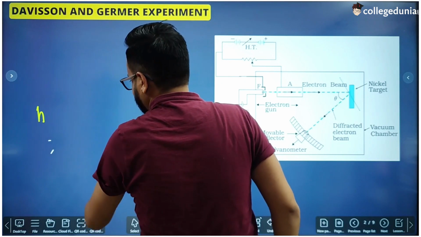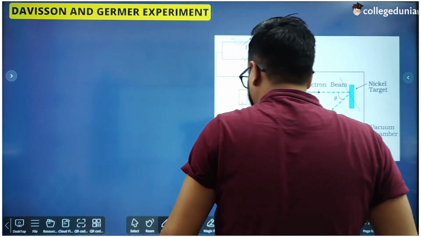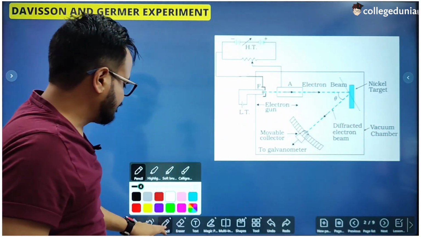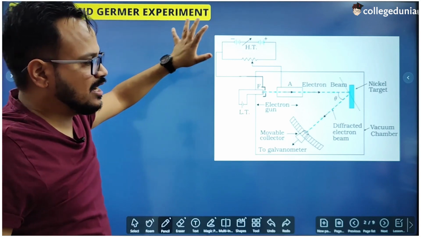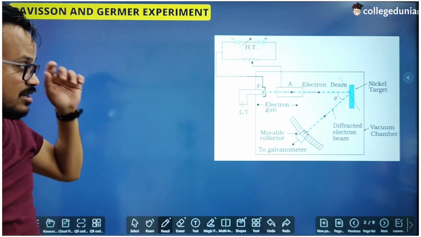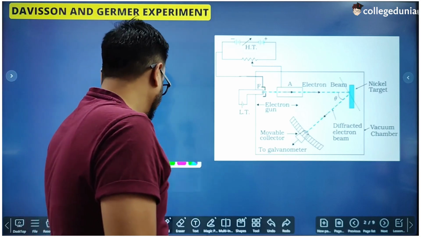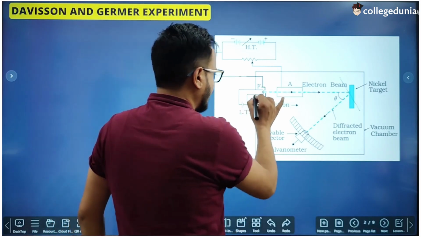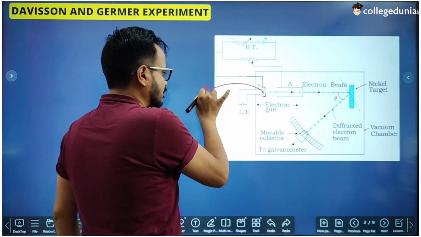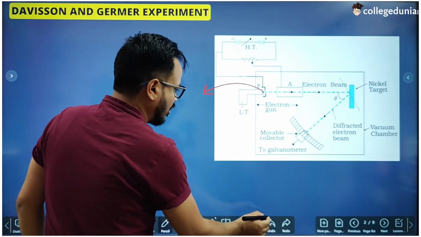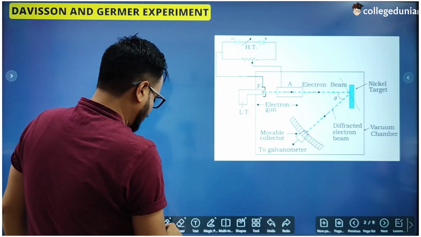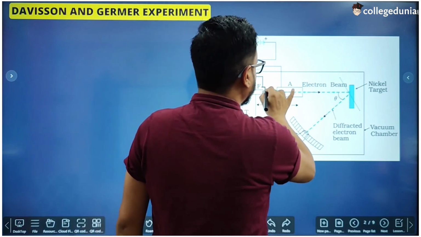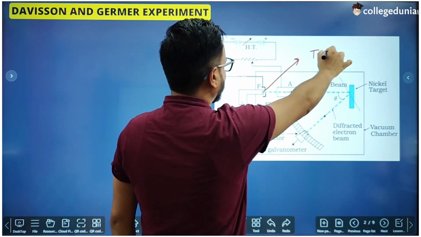Let's study. This was the setup of Davisson and Germer experiment. They took this. This is simply a tungsten filament, right? This is a tungsten filament.